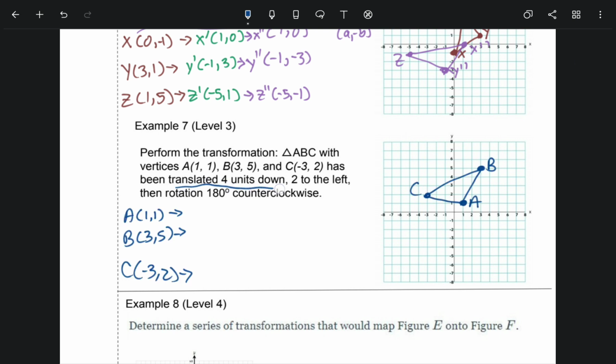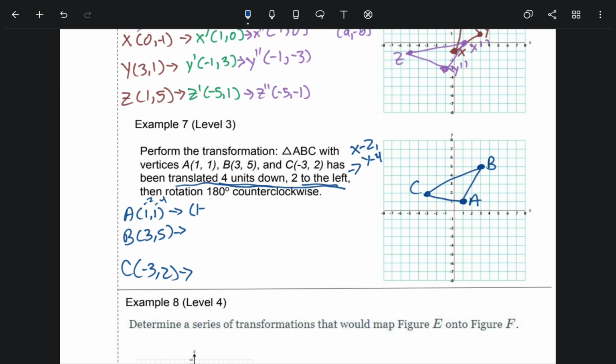So translation 4 units down, 2 to the left. It's kind of backwards here, but 2 to the left is going to be our change in x, so that's x minus 2. And then 4 down is y minus 4. So you're going to subtract 2 from the x and 4 from the y. So 1 minus 2, comma 1 minus 4, which just gives us (-1, -3).